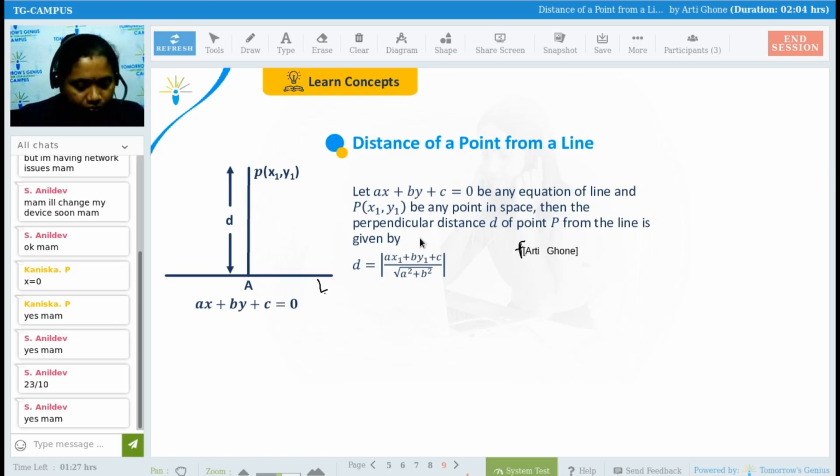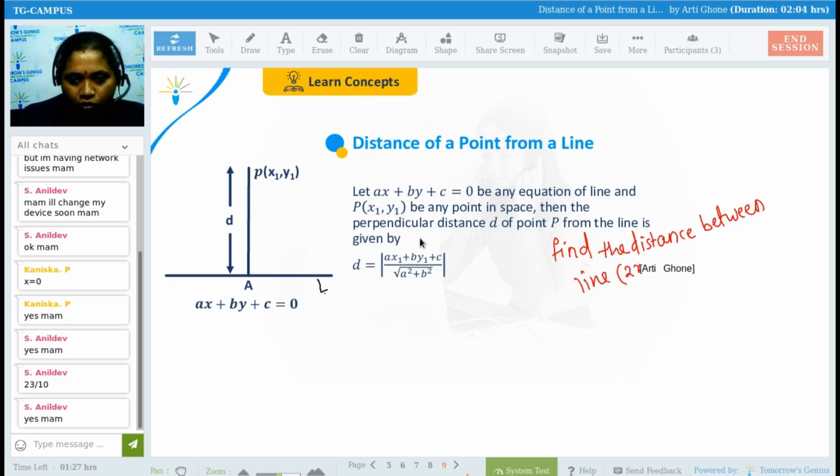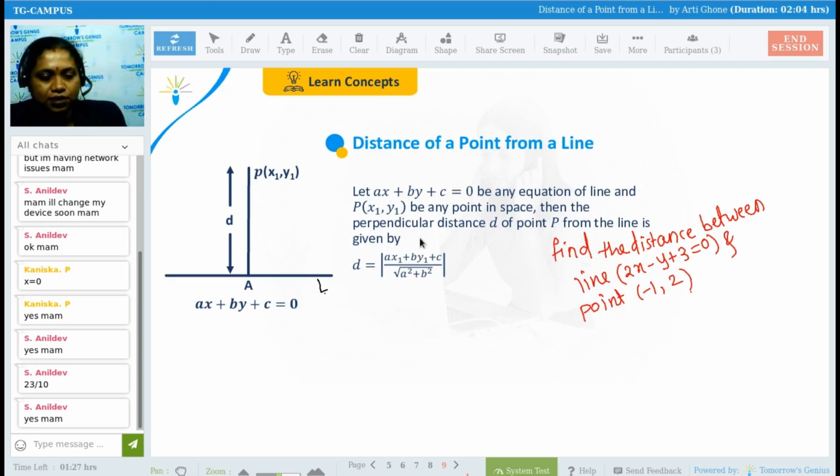So find the distance. Quickly solve this one. I am taking CBSE level small problems for this purpose. Okay. So find the distance between the line 2x minus y plus 3 is equal to 0 and the point (-1, 2). Tell me the distance.